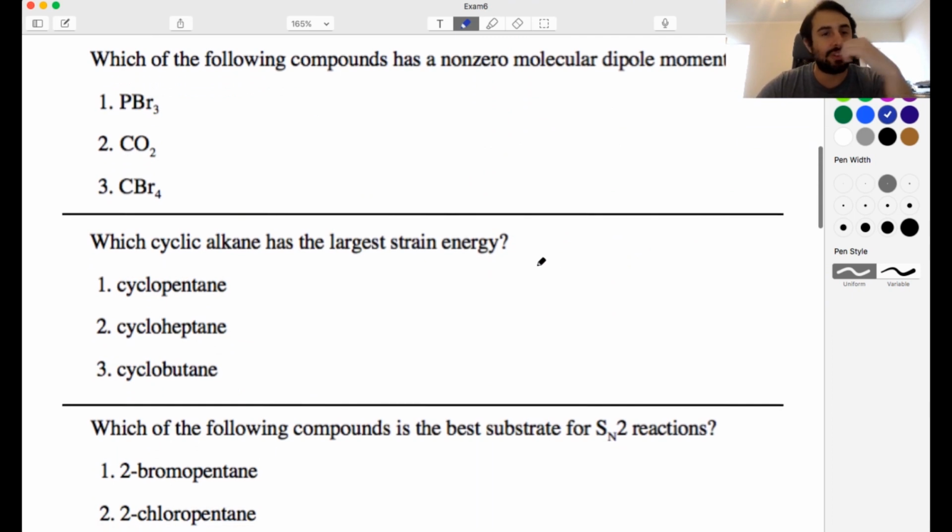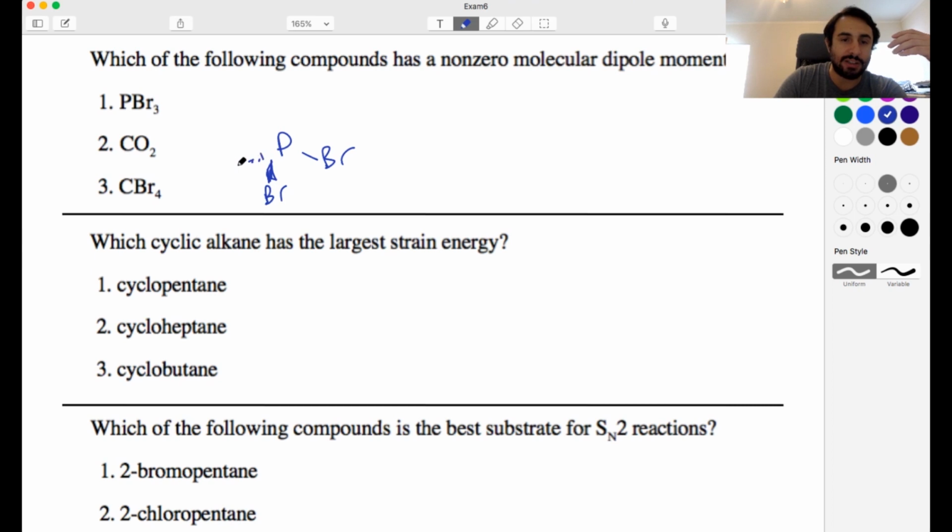Okay, some multiple choice. Which of the following compounds has a non-zero molecular dipole moment? In other words, which one of these is polar? So PBr3 is going to be tetrahedral because phosphorus is an analog of nitrogen. Phosphorus has 5 valence electrons, just like nitrogen does, which means it can also make 5 bonds, but it also likes to make 3 bonds and have a lone pair, as it does in this molecule.